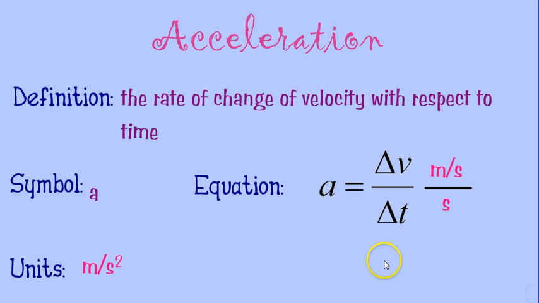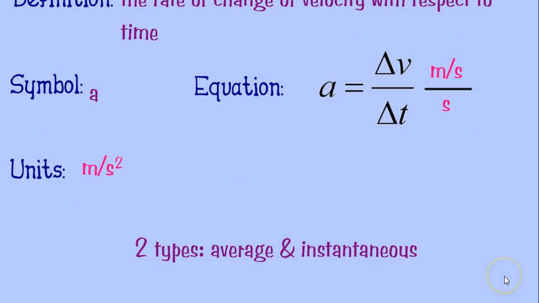One last fact about acceleration is that there are 2 types. Just like velocity, acceleration has an average acceleration or instantaneous acceleration. And once again, those words mean the same thing. That average is the acceleration over a time period, let's say from 1 to 3 seconds, and instantaneous is the acceleration at a given point in time, like 2 seconds. In honors physics, we typically only deal with constant accelerations, which means that the average and instantaneous values would be the same.